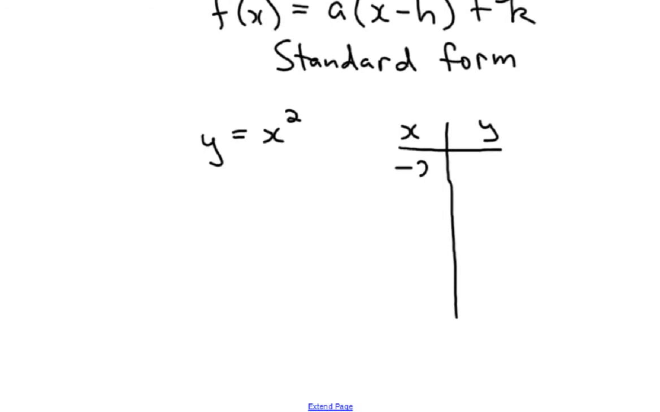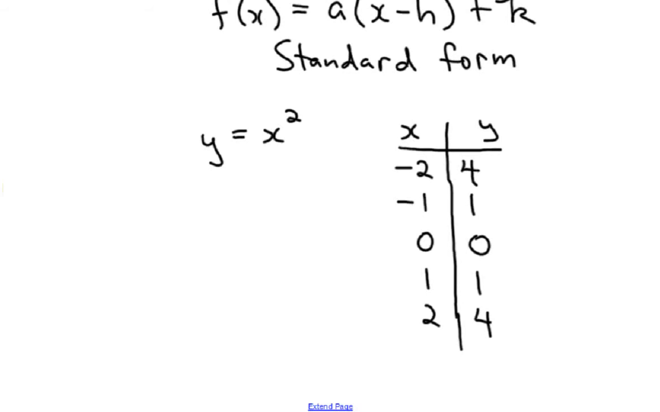So we're going to plug in some numbers for x. This should be more than enough numbers, and I'm just going to take those numbers and square them, giving me the corresponding y values. So negative 2 squared becomes positive 4, negative 1 squared becomes 1, 0 squared is 0, 1 squared is 1, 2 squared is 4.